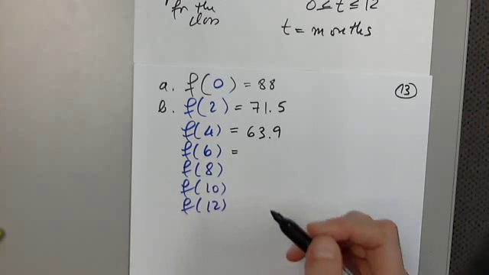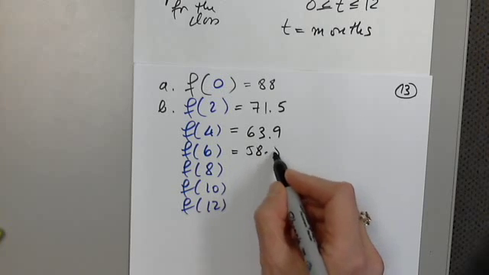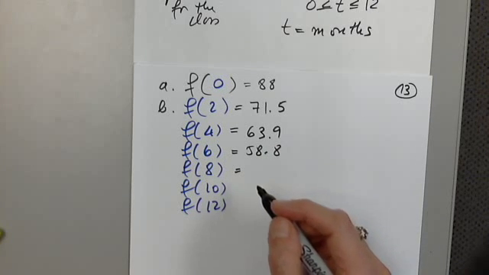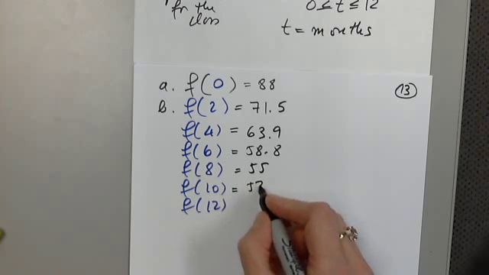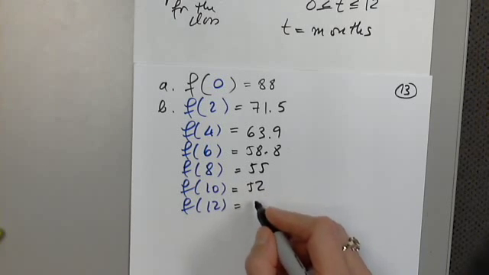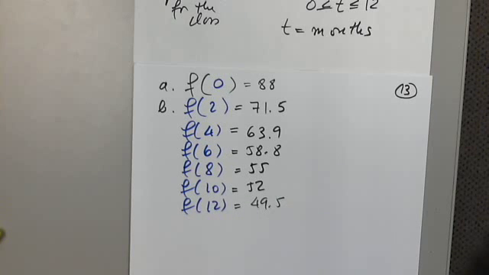63.9. After 6 months, 58.8. After 8 months, 55. After 10 months, 52. And after 12 months, 49.5. What do you notice? Yes, it's definitely decreasing, right? So what we know today, it's fresh in our brain, and a month later we'll know less and less and less, and 12 months later. Okay, so let's graph this function now.